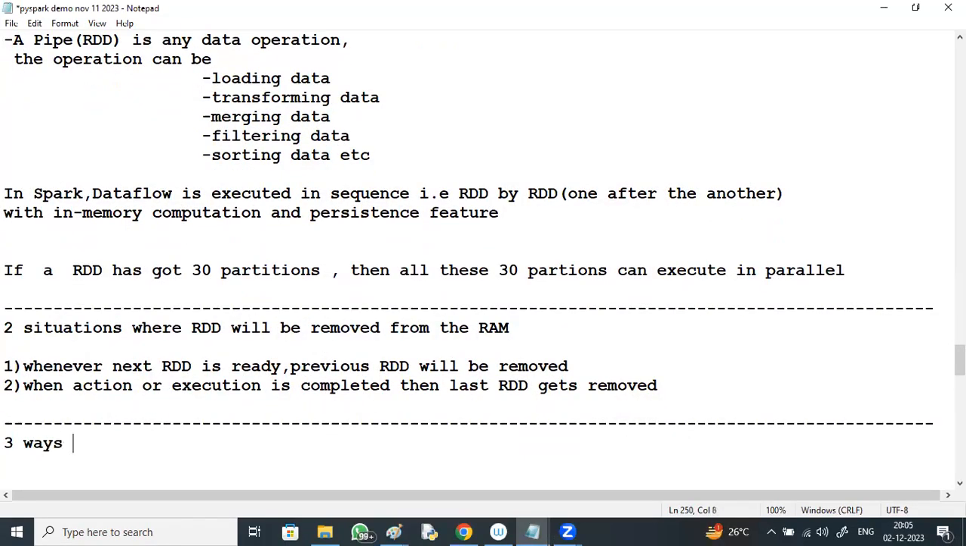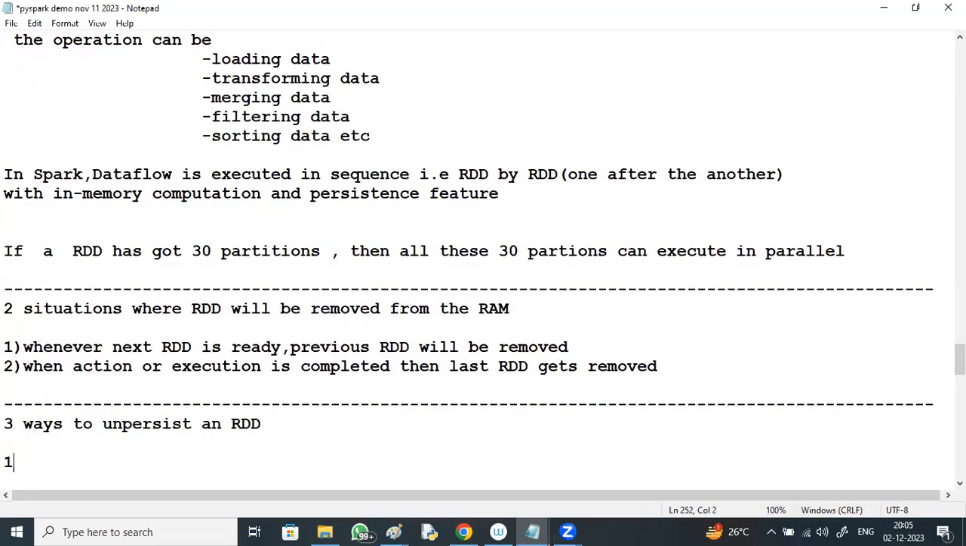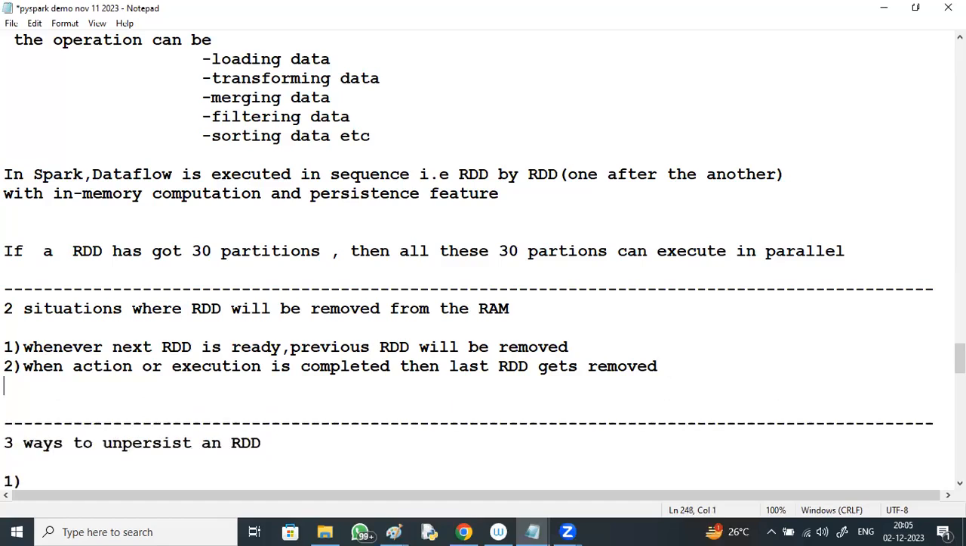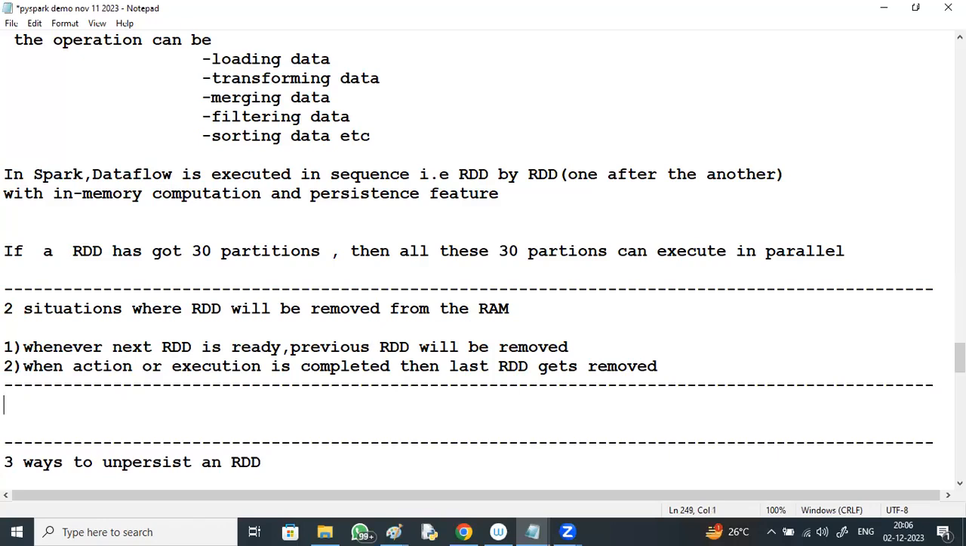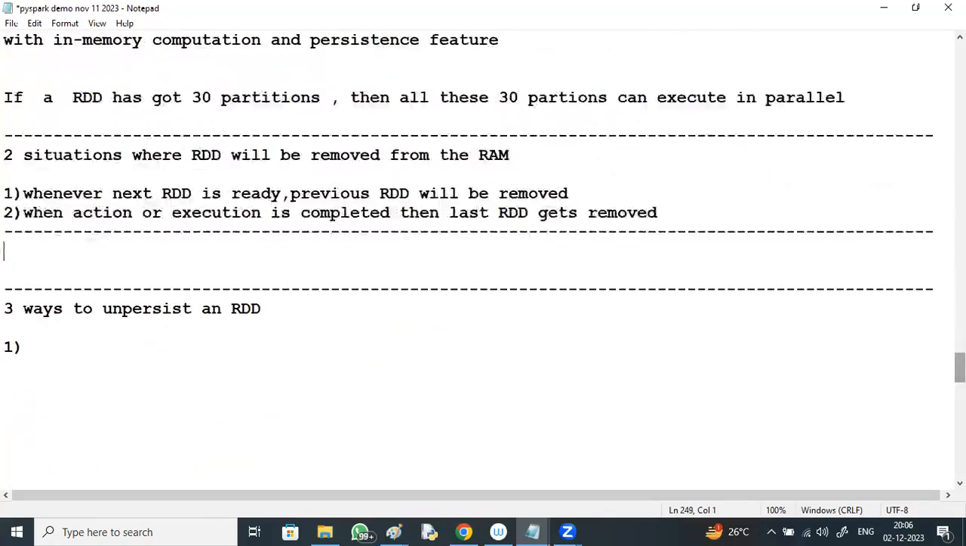What are the three ways to unpersist an RDD? I'll come back to this three ways, but before that, what are the two ways to persist an RDD? Multiple queries questions right here. Two ways to persist an RDD.